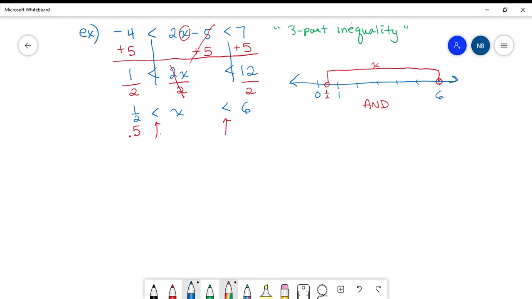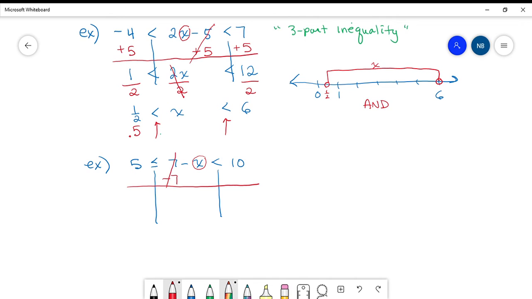All right, next example. Five is less than or equal to 7 minus x, which is less than 10. We have a 3-part inequality again. Draw lines at the inequalities. Remember, you're isolating x, so the first thing we're going to do is subtract 7.